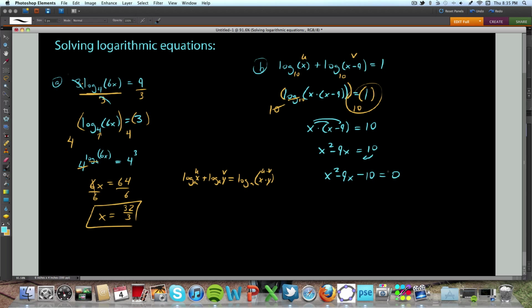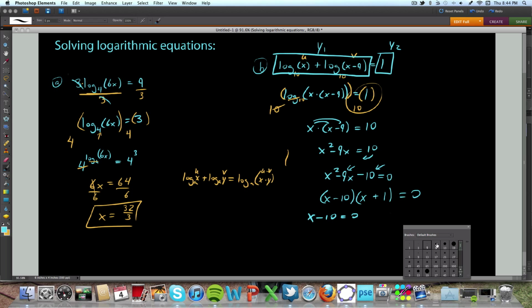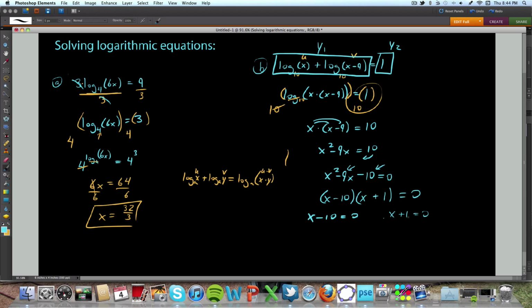Okay, so let's see if I've done my math right here. We say two numbers that multiply out to be. So now that we've got this factored, we can set each factor equal to 0, and we end up with x minus 10 equals 0, or x plus 1 is 0, and therefore we get x equals negative 1 and positive 10.